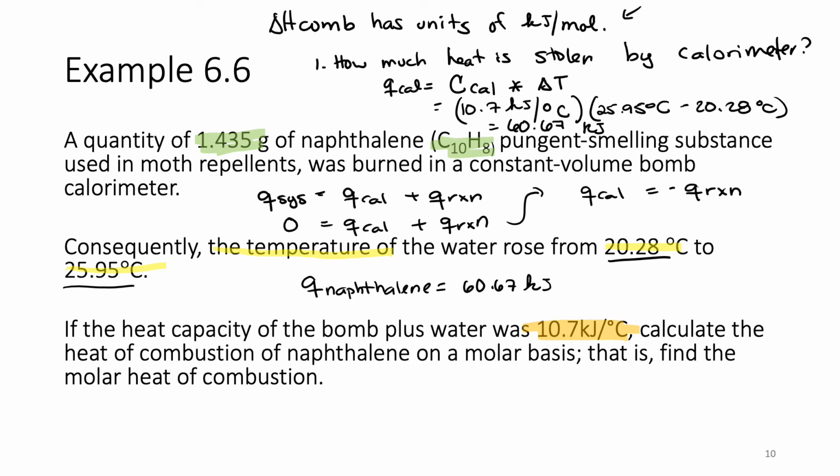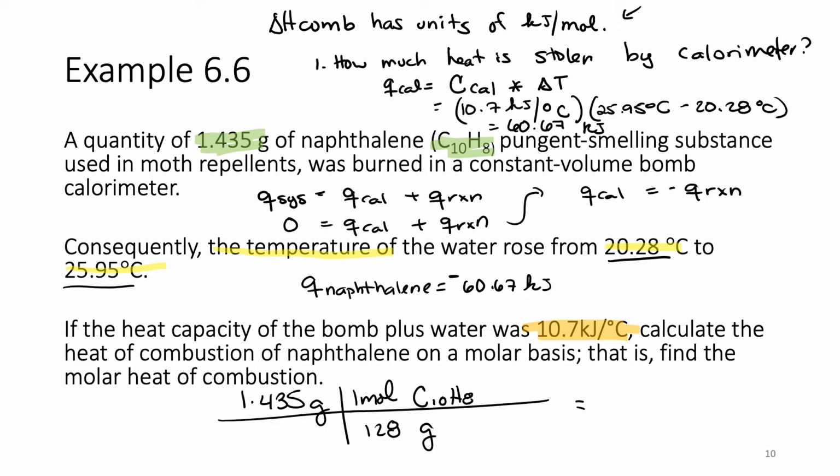Before I can claim victory, I look at my units. I need to have them in kilojoules per mole. Right now, all I have is kilojoules. So what I need to do now is convert my grams of naphthalene, my 1.435 grams. 1 mole of naphthalene is going to be 128 grams. That number came from the periodic table. It gives me 0.0112 mole.